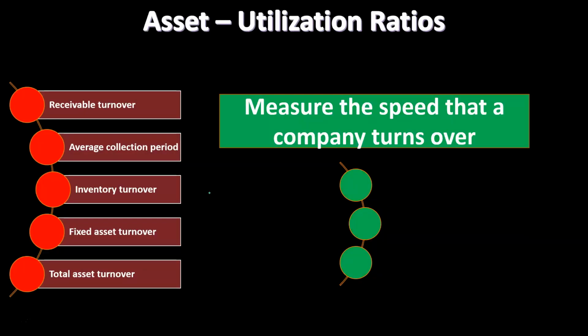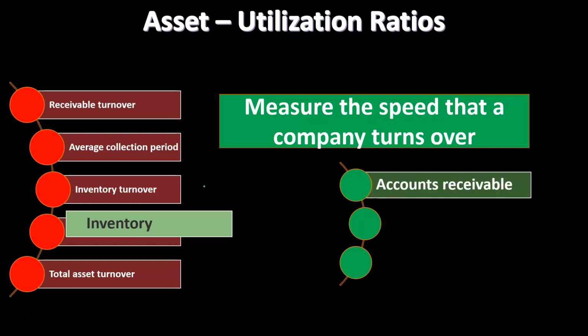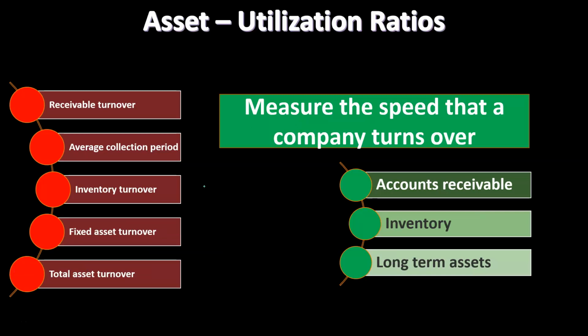Then we have the asset utilization ratios. Those include these items on the left, which we listed out prior: receivable turnover, average collection period, inventory turnover, fixed asset turnover, total asset turnover. These measure the speed at which a company turns over the accounts receivable, inventory, and long-term assets. In other words, we want to turn these things over faster. Accounts receivable represents the money that is owed to us. We want to turn over the receivables, meaning collect on them sooner, because that'll increase the cash flow and make it more likely that we will actually collect on the receivables.